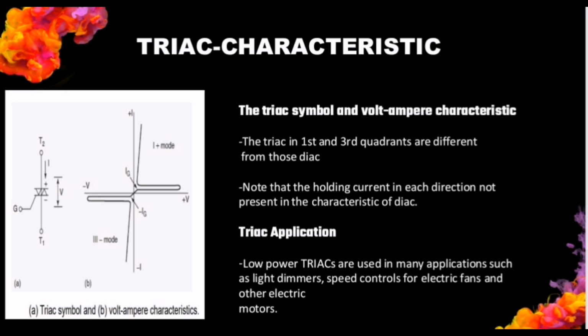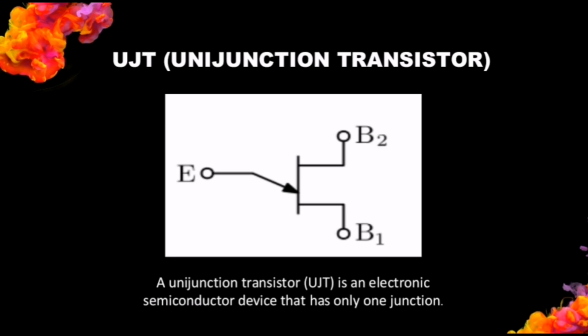Next, triac characteristic. The triac symbol and volt-ampere characteristic. The triac in the first and third quadrants is different from the diac. Note that the holding current in each direction is not present in the characteristic of the diac. Then, triac application. Low power triacs are used in many applications such as light dimmers, speed control for electric fans and other electric motors.